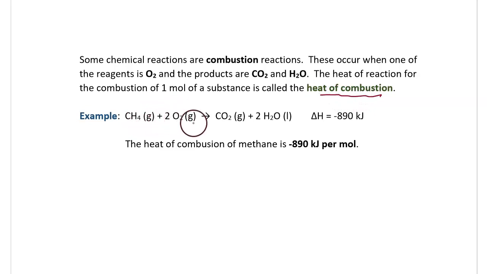Methane plus oxygen makes carbon dioxide plus water and has this delta H value. What's the meaning of this equation? It's saying that the heat of combustion for methane is negative 890 kilojoules per mole. Every mole of methane that's burned produces 890 kilojoules of heat energy. This concludes the lesson about enthalpy and heats of reaction.